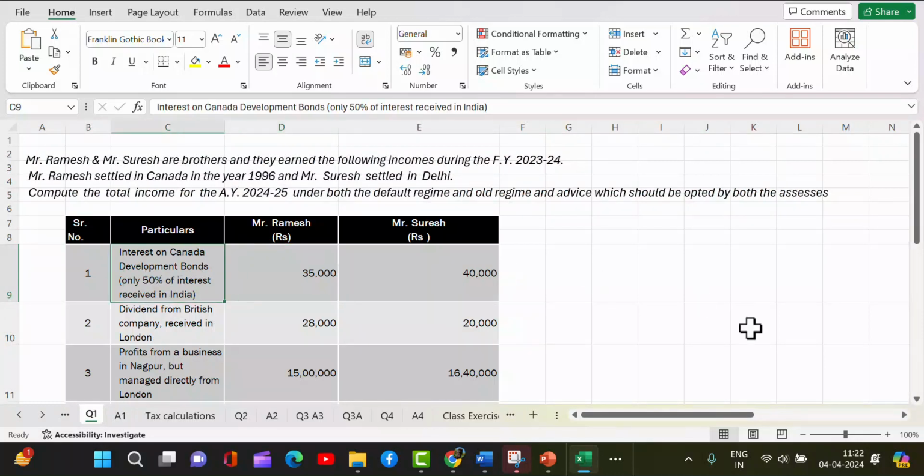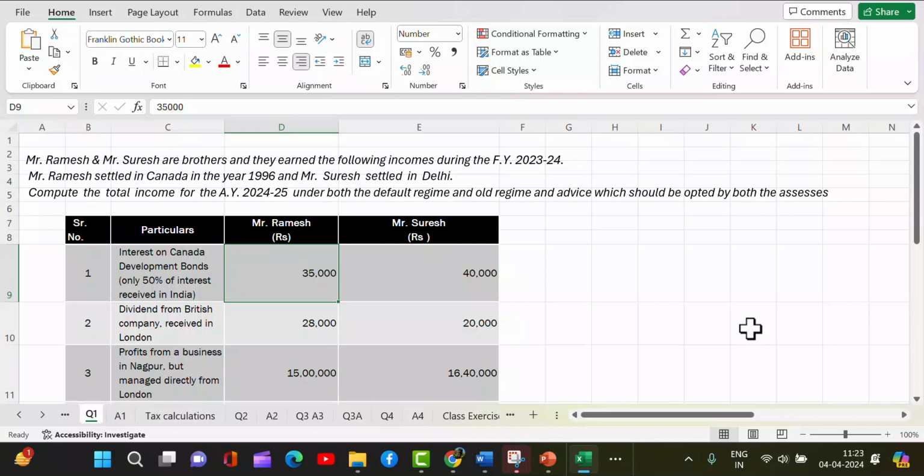Read: interest on Canada development bonds, only 50% of interest received in India. Which means the money has been received directly in India, in his bank account. If Mr. Ramesh would have got this amount in Canada, but brought that money to India, then he doesn't have to pay any tax. Suppose this entire money was received in Canada and he transferred this money to his own account in India. In that case, it won't be taxable at all.